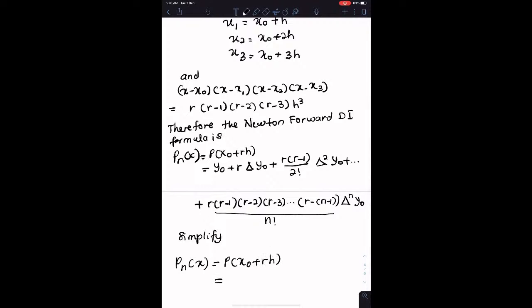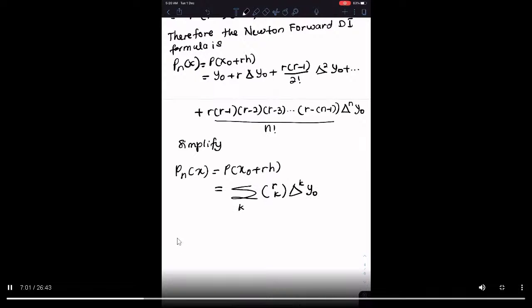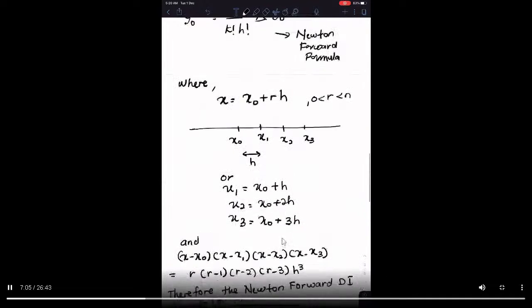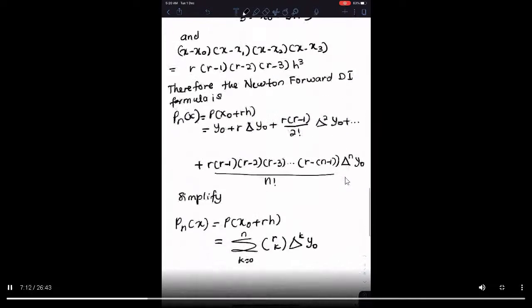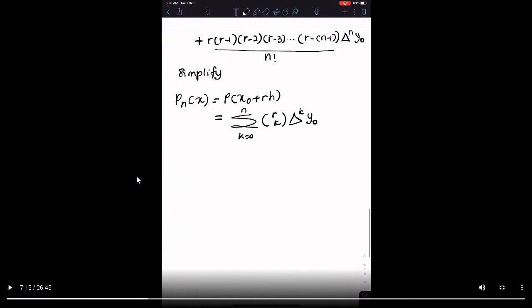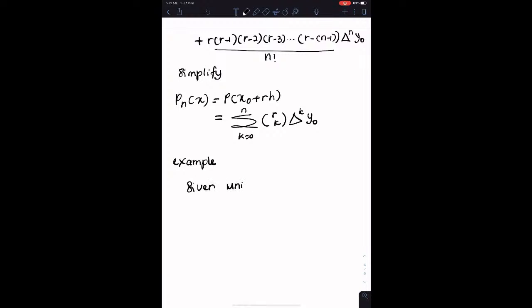Now I can simplify, because I'm using plus many times. I do the summation of r_k Δ^k y0 divided by k factorial. What is r? r is (x minus x0) divided by h. You need to remember this one, you will use this one. This is the formula for the Newton forward divided difference interpolation.